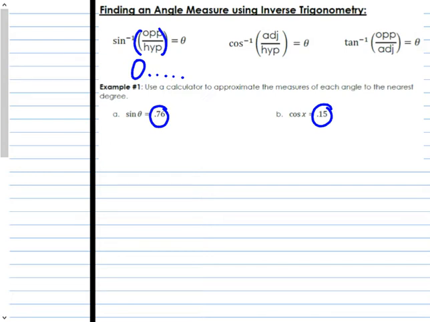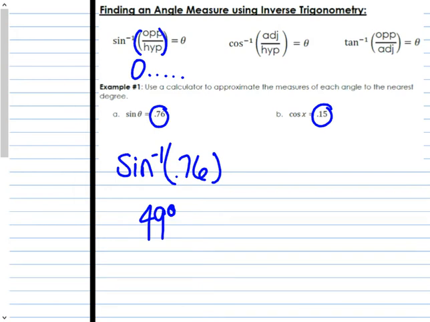So the sine of some angle was 0.76. We have to figure out what that angle is. So you're going to do the inverse sine of 0.76. On your calculator, you're going to plug in 0.76. You hit the second button and then sine, so that way it's inverse sine. And I get 49.46, and so on. And it says to use your calculator to round the measures to the nearest degree. So 49.4 actually rounds to 49 degrees. So the sine of 49 degrees gives me 0.76.